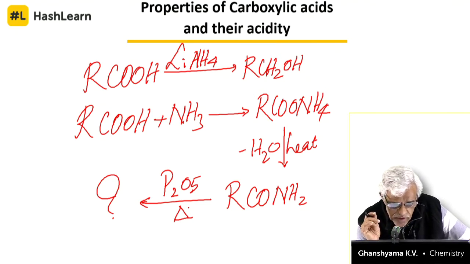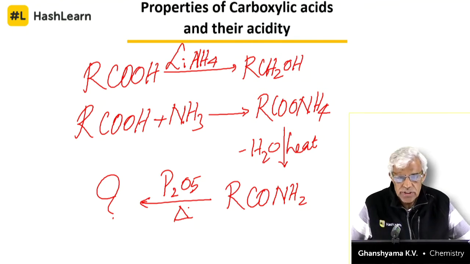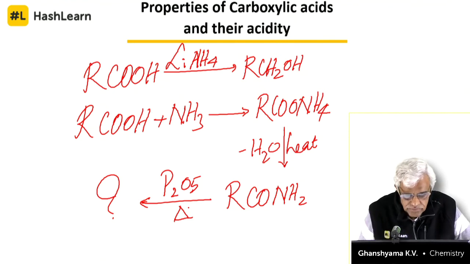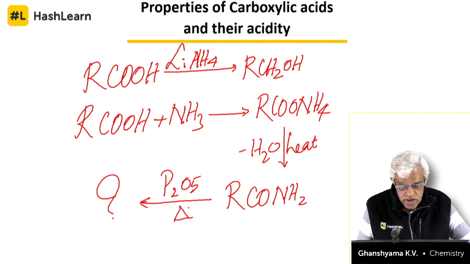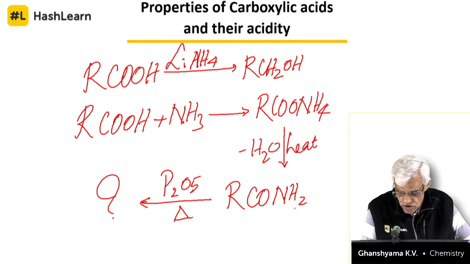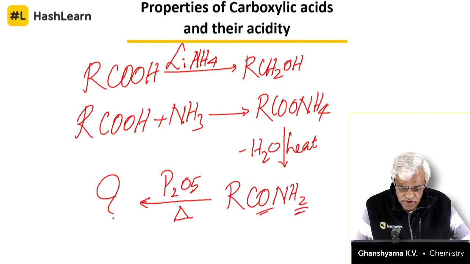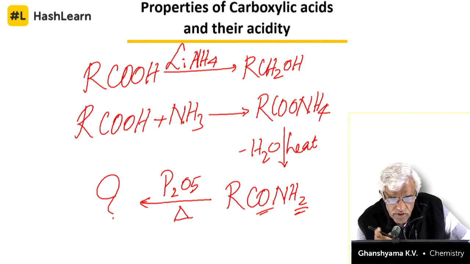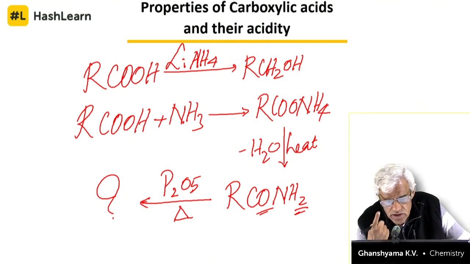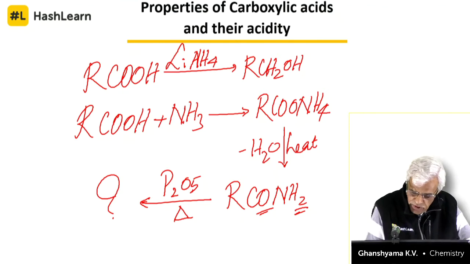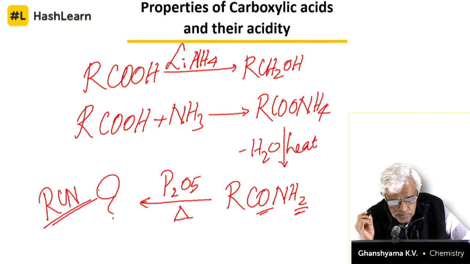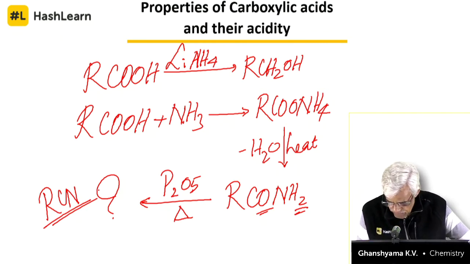An amide when heated with phosphorus pentoxide gives RCN. P2O5 is a powerful dehydrating agent. I have already told you P2O5 is a more powerful dehydrating agent than sulfuric acid. Therefore, H2O will be removed. You get RCN. Very good.